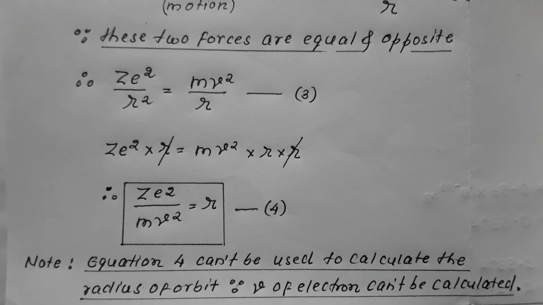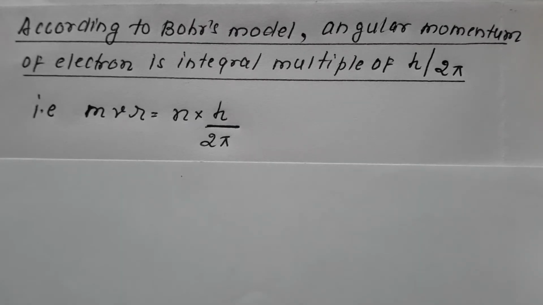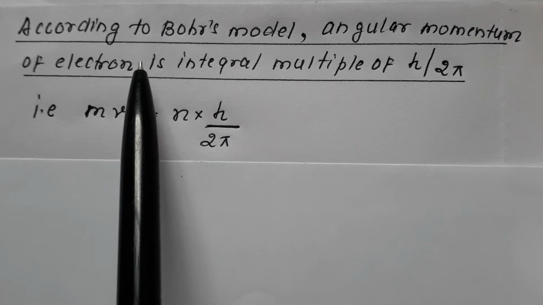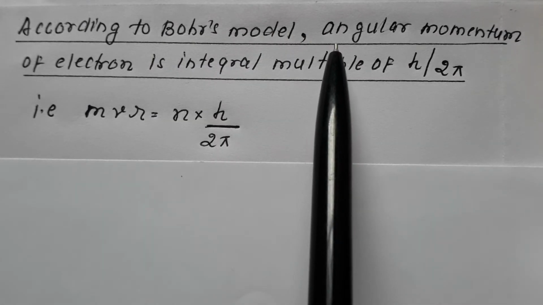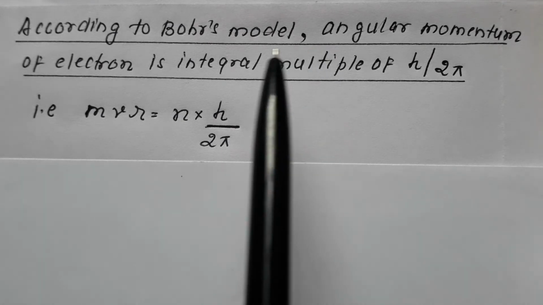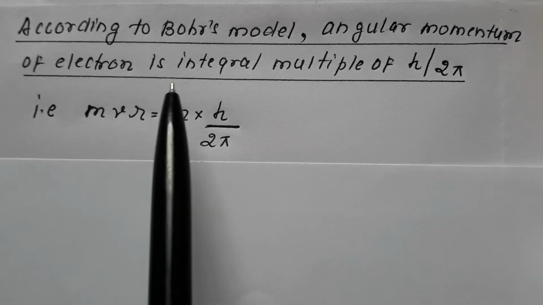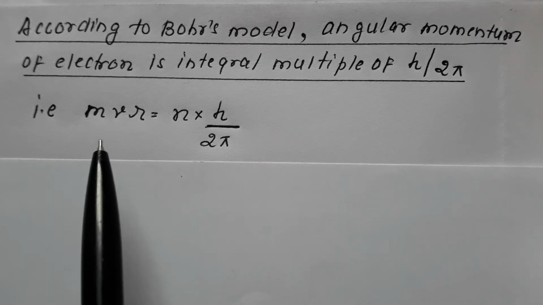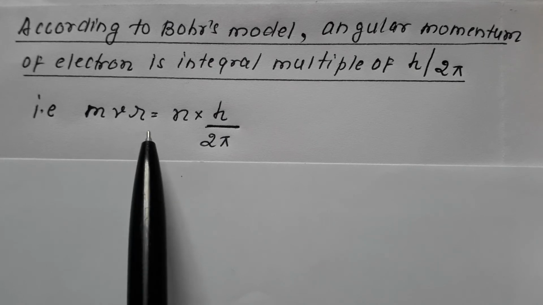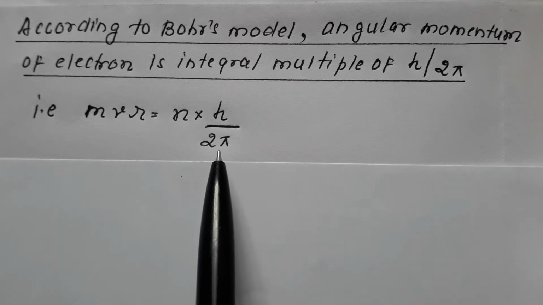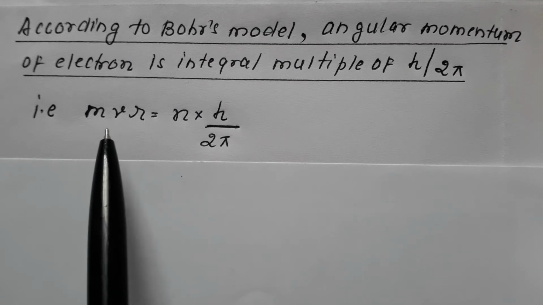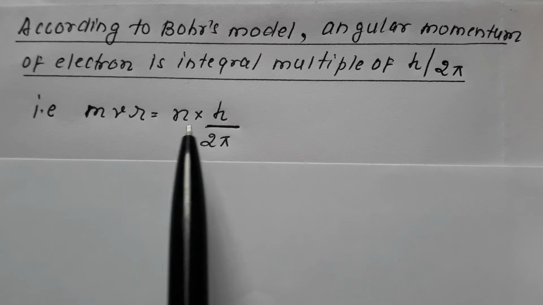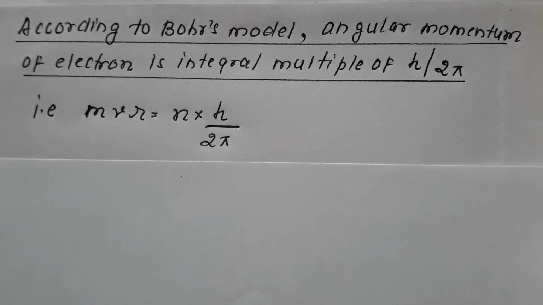Then what? Along with the postulates of Bohr's atomic model, we have already discussed that according to Bohr's model, the angular momentum of an electron revolving in a circular path, that is an orbit, is an integral multiple of h upon 2 pi, that is mvr, the angular momentum, is equal to n into h upon 2 pi, where m is the mass of the particle, v is the velocity, r is the radius of the orbit, n is the number of the orbit and h is Planck's constant.